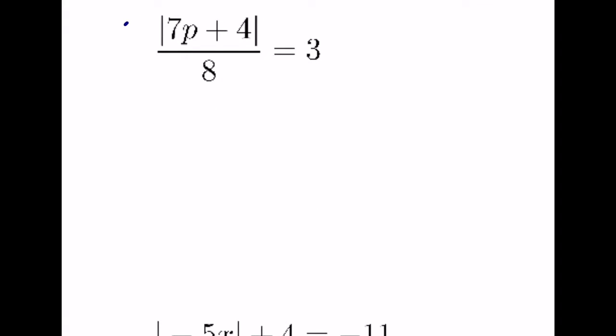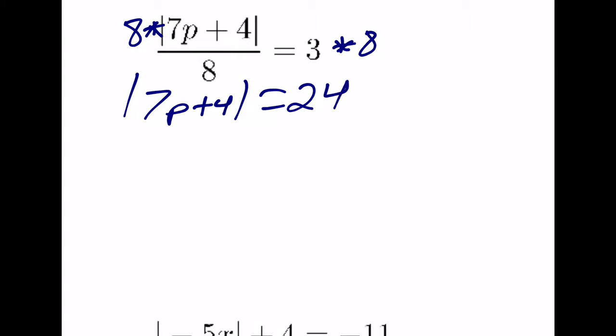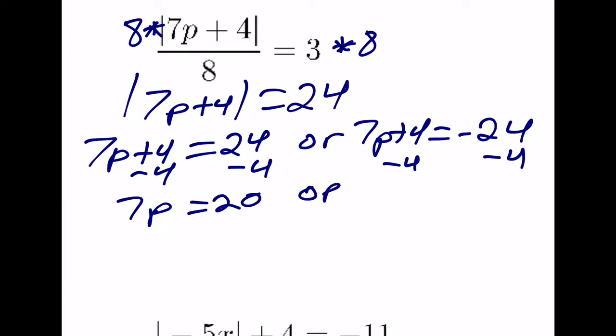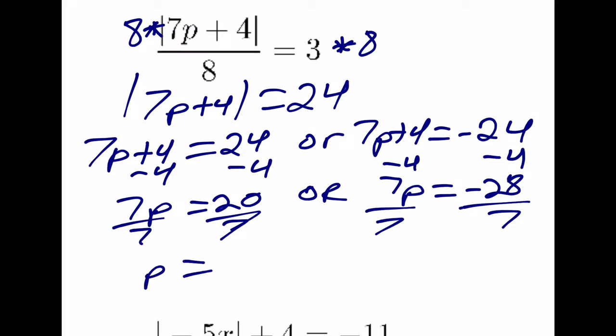Moving down, multiplying both sides by 8, I get 7p plus 4, still in the brackets, is equal to 24. So I'm going to take 7p plus 4, and this is going to be equal to 24, or 7p plus 4 is equal to negative 24. And I solve these both separately. Minus 4. 7p is equal to 20, or 7p is equal to negative 28. Divide by 7. P is equal to 20/7, or P is equal to negative 4.